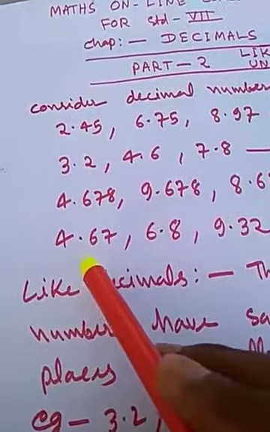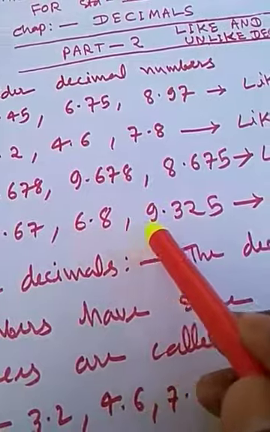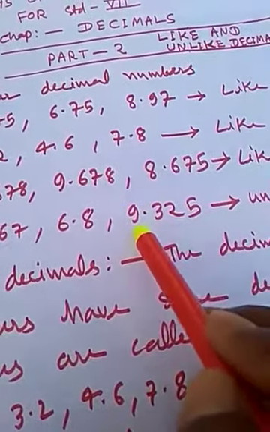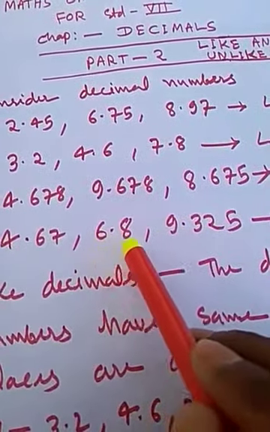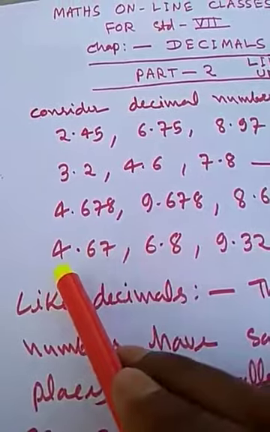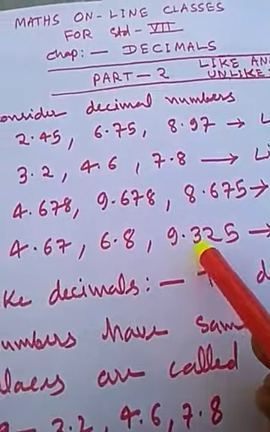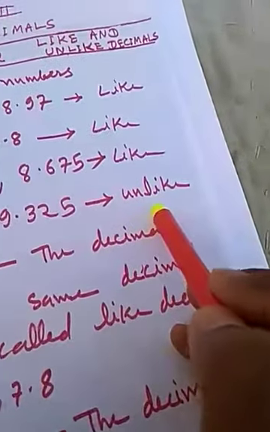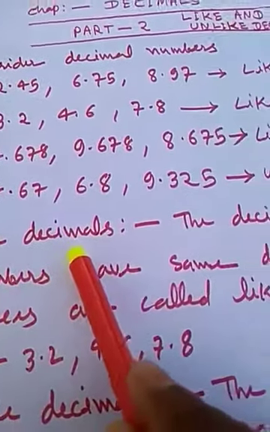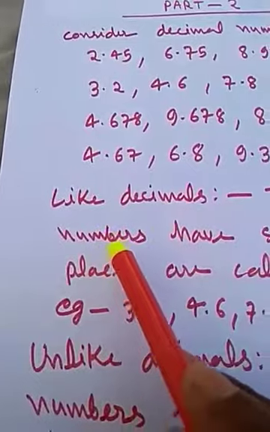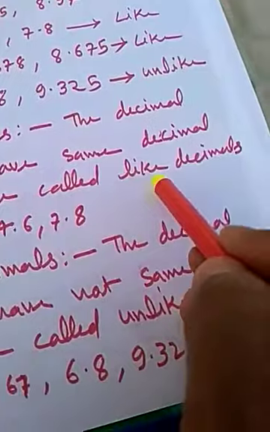Here next is 4.67, 6.8, 9.325. This number has three decimal places. This number has one decimal place. This number has two decimal places. All the decimal numbers do not have the same decimal places, so they are not like decimals. On the basis of it, we can define like decimals. The decimal numbers that have the same decimal places are called like decimals.